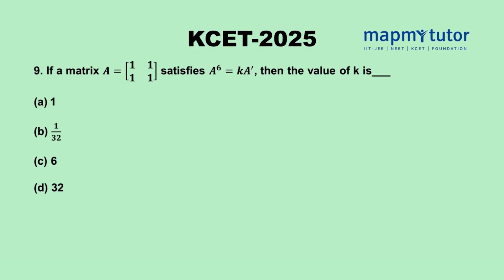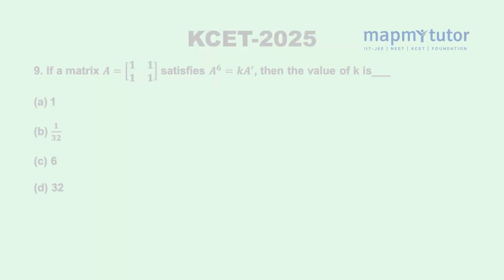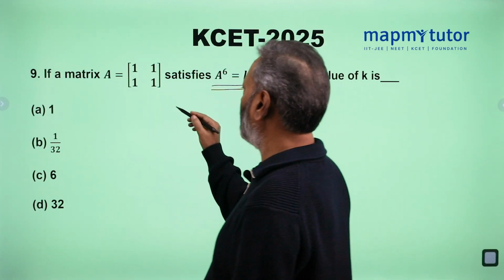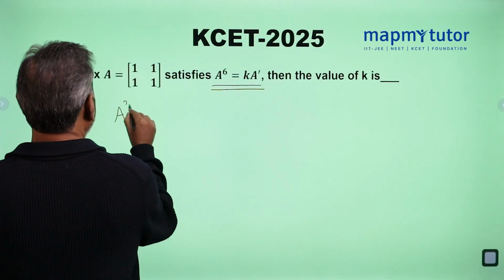Again from matrices, A is given as 1, 1, 1, 1 and satisfies the condition A power 6 equal to K into A dash, you know, transpose of A. Then what is the value of K? So anyway, we cannot calculate A power 6 straight away. Therefore, what should I do? Let me check with A square first.